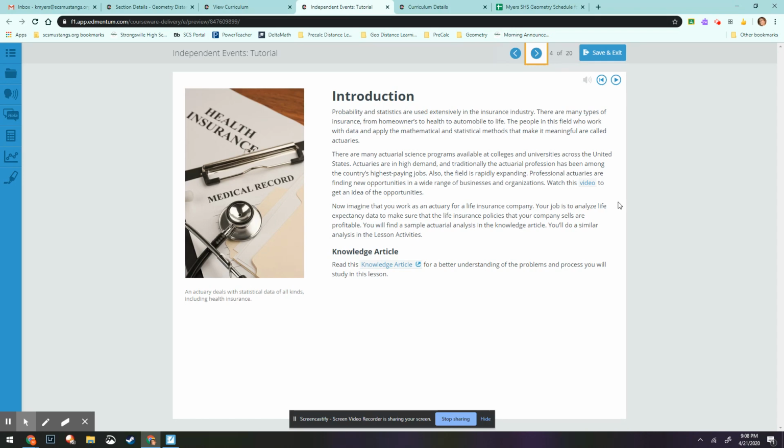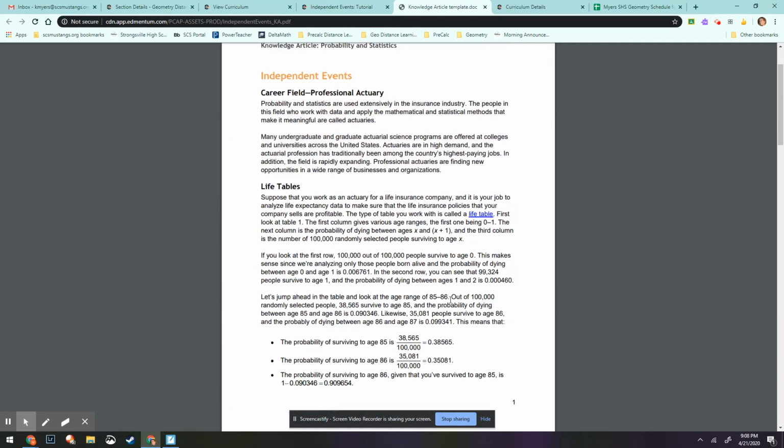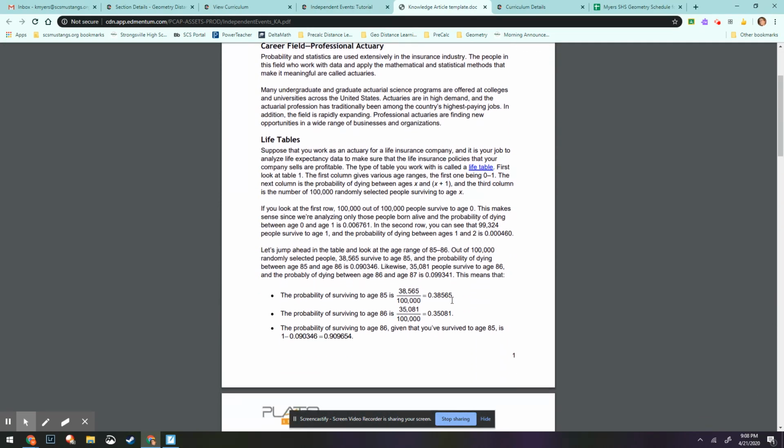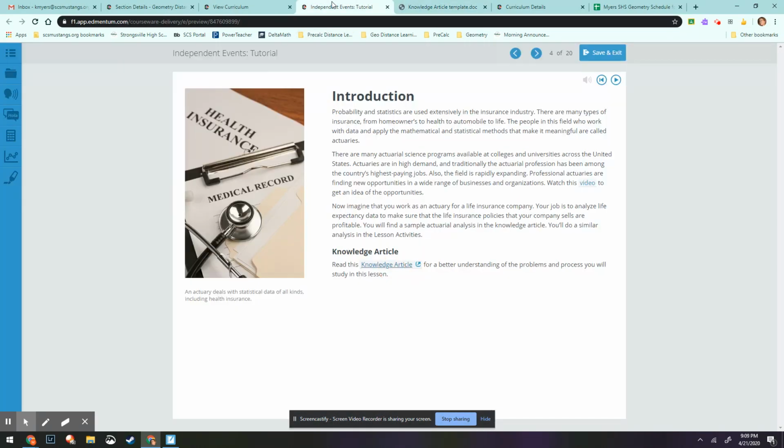And they work with insurance companies and try to figure out how to make sure that the insurance companies are profitable. So they try to figure out how much they have to charge based on all the probabilities of certain events happening. So we have this knowledge article, just like they always do. I'm going to open it. And this talks about life tables, which is kind of hard to understand when you're just reading it. So we're just going to go with the flow as we go along here.